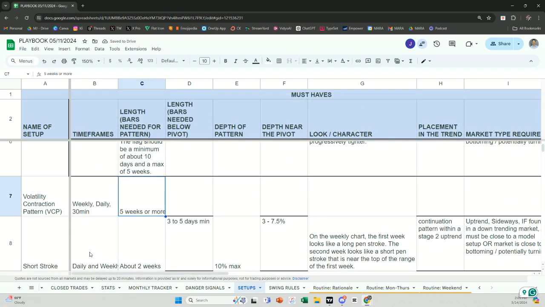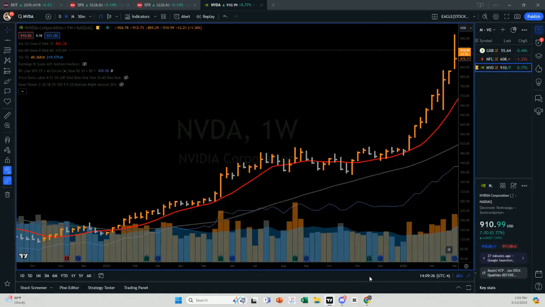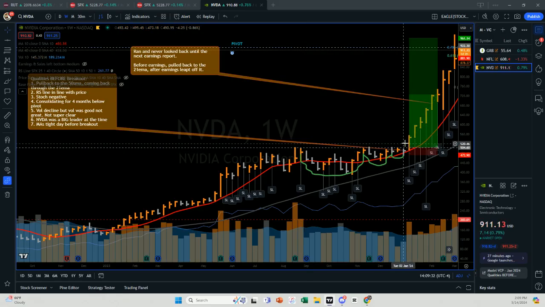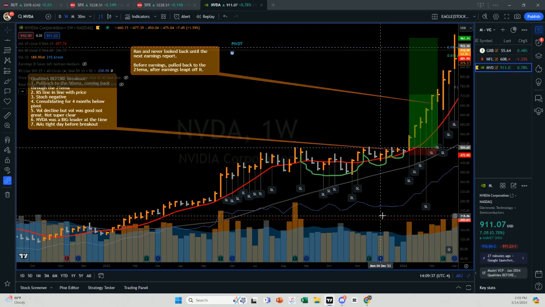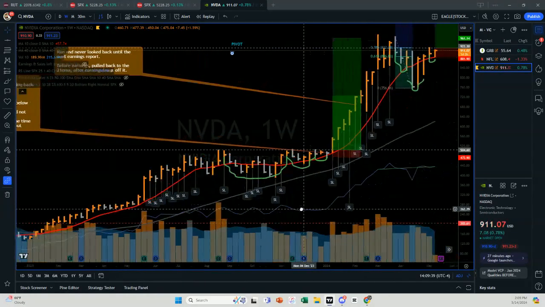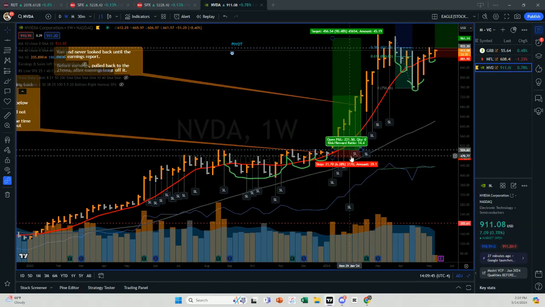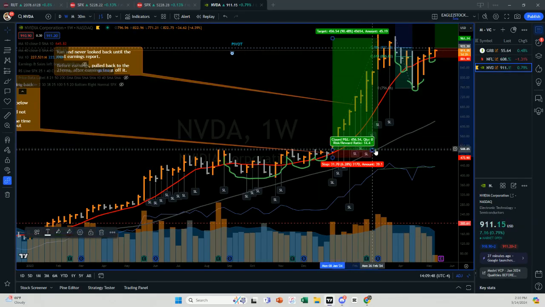So 5 weeks or more. The one that we just saw in Nvidia here started way back in August of '23, and it broke out in January of this year. And this was one of the biggest winners of the year so far. It ran about 100% from that breakout, and it did that in the span of, what is that, between January and March. So 3 months.